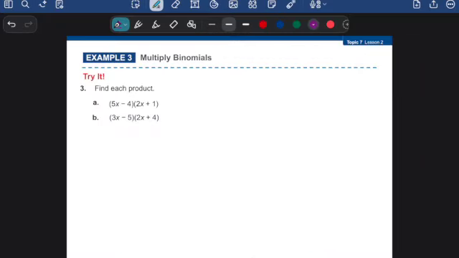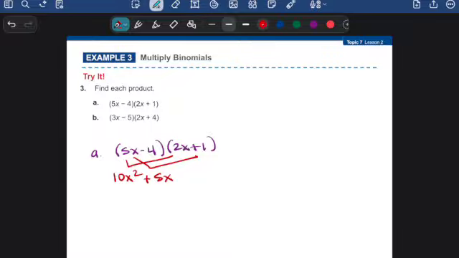Try it number 3. We're going to do the same thing. So I'm going to use the arrow method first. I'll rewrite it down here. 5x minus 4 times 2x plus 1. And we're just distributing both terms. So let's distribute the 5x. 5 times 2 is 10. x times x is x squared. Distribute the 5x again. 5x times 1 is just 5x, and it's positive.